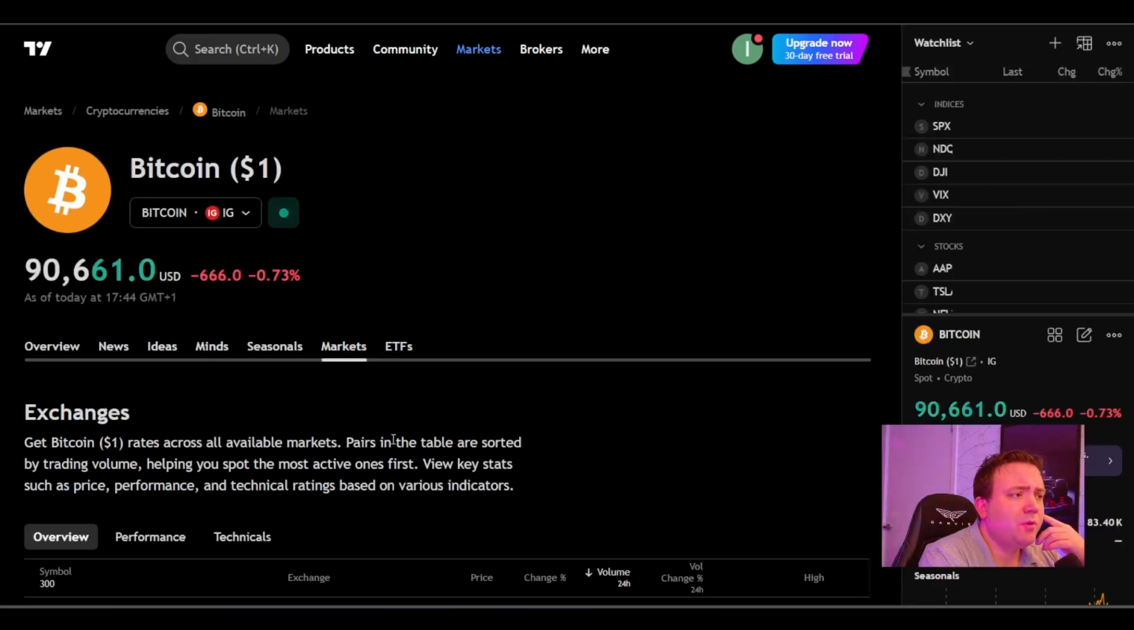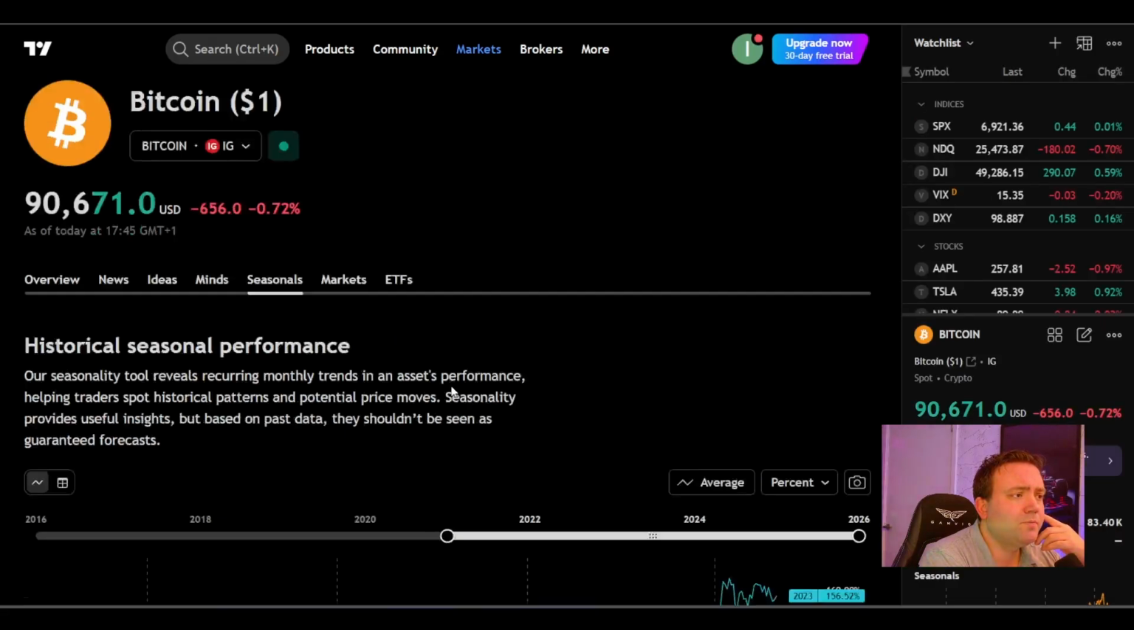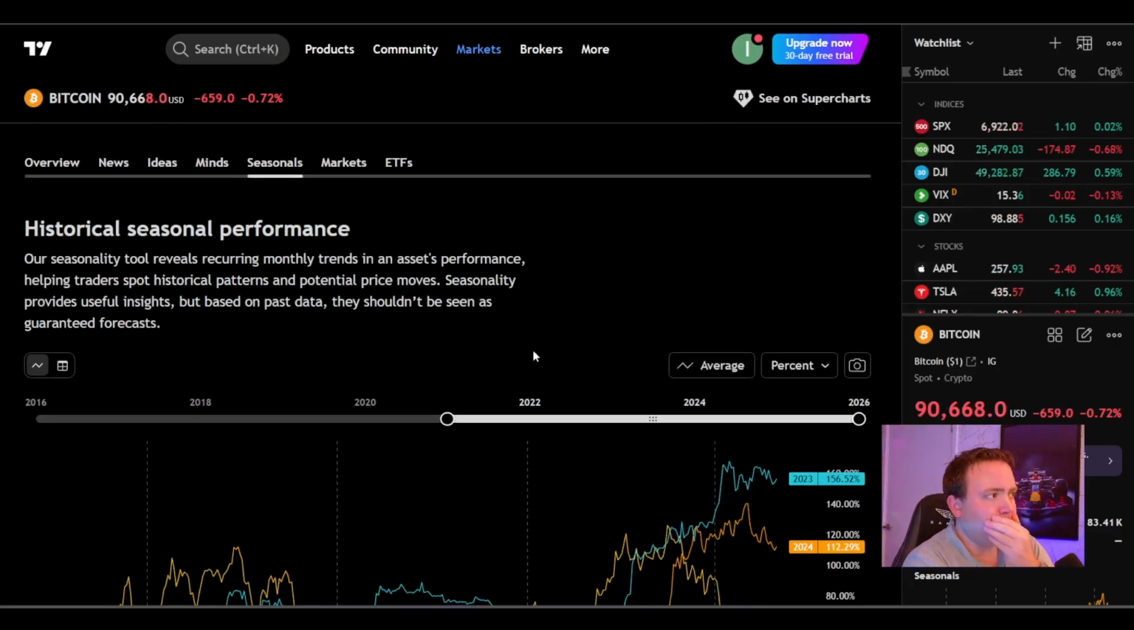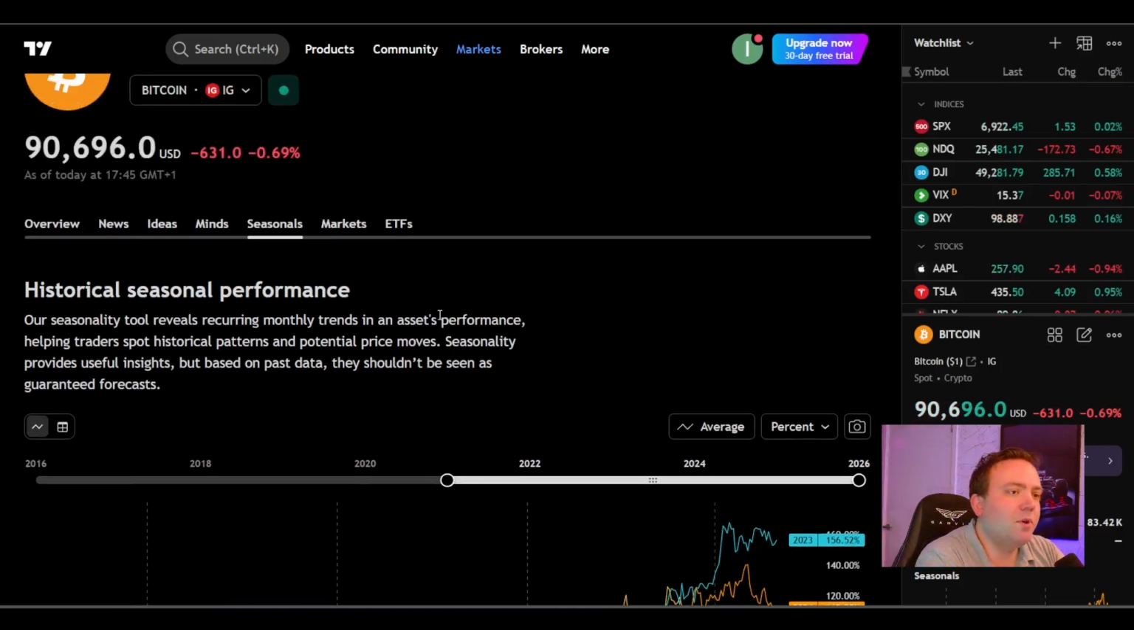So there's different markets, seasonal performance, so you can check out the previous performance throughout the years. I don't do this a lot because every year is different, especially since Trump has been in office. So every cycle is a little bit different. Every year is a little bit different. So I occasionally glance at this, but you can check the previous years.